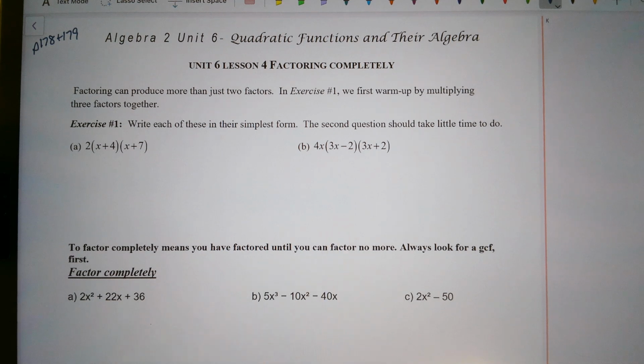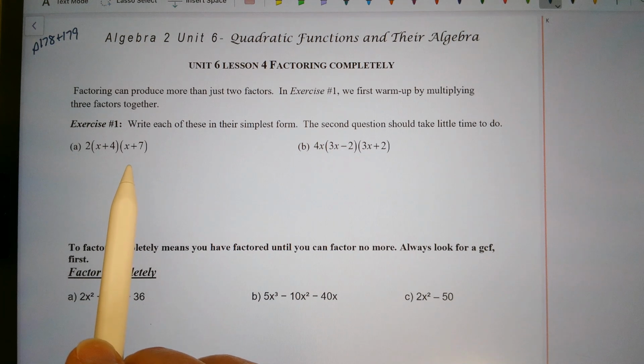In exercise number 1, we will first warm up by multiplying three factors together. Write each of these in their simplest form. The second question should take little time to do. 1a, we have 2 times x plus 4 times x plus 7.